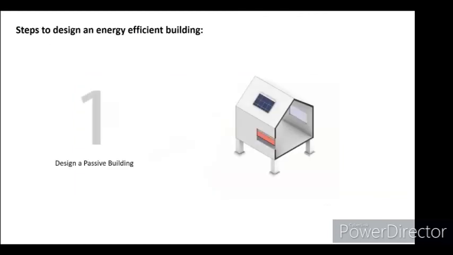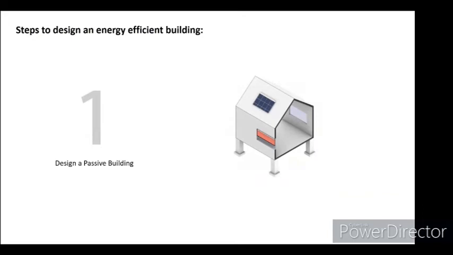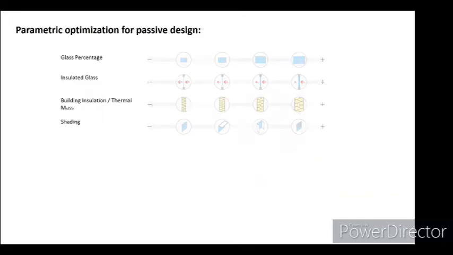So like we discussed before, step one is to start with the design of a passive building before moving on to renewable energy or smart installation concepts. So what we do in our office is help architects to optimize these passive design strategies. Like I said before, we have different types of glass percentages based on the orientation, different types of insulated glass, whether the glass is going to let more heat in or not.